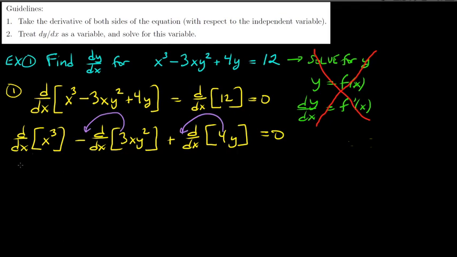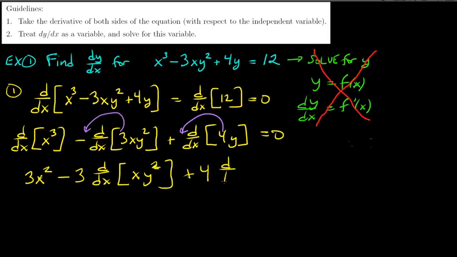So let's do that on the next step here. Well, what's the derivative of x cubed? 3x squared. That we can do in our heads. But these derivatives, hang on to these. All I'm going to do now is pull the 3 in front, and we still have to take the derivative of xy squared. Plus, and then bring the 4 in front, and then we have to take the derivative of y. And that's still all equal to 0.